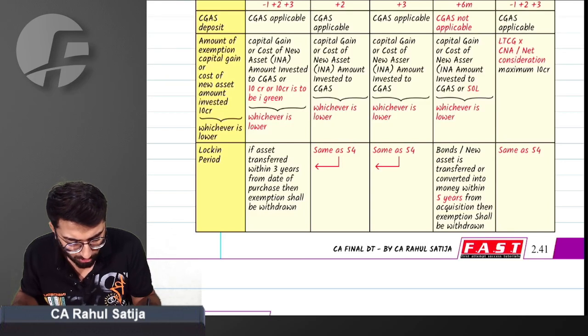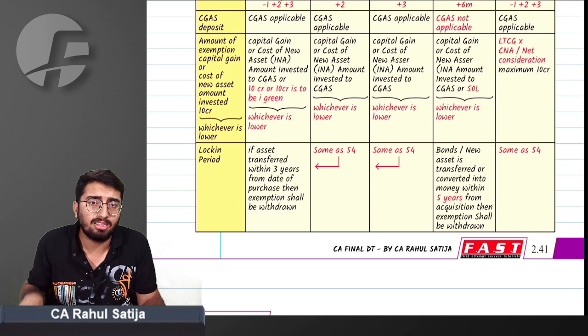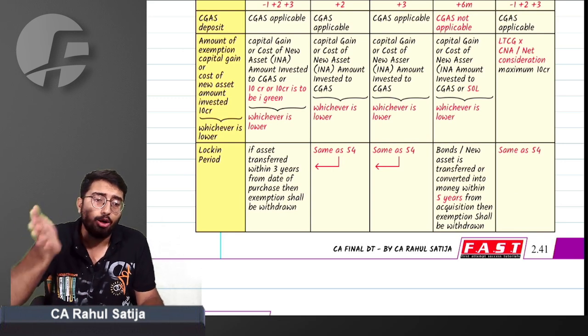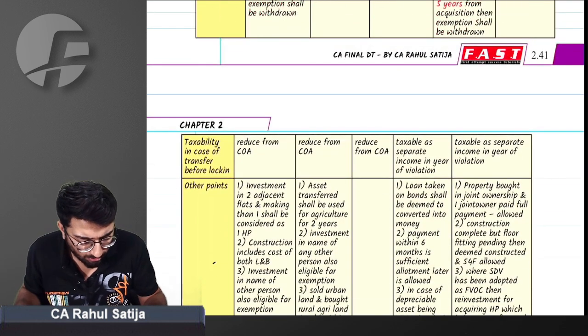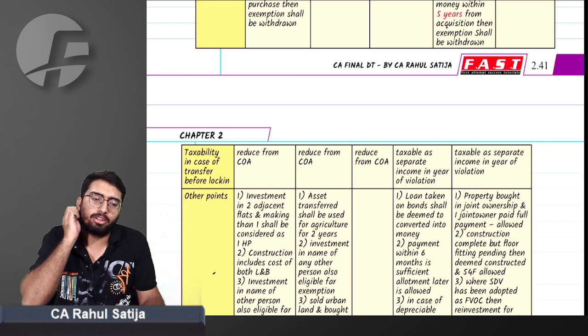Sir, again, you have to take care of the lock-in period. Once the asset is bought, it should be held for at least 3 years. Otherwise, whatever amount you have claimed as exemption will be taxable in the year in which the violation took place.